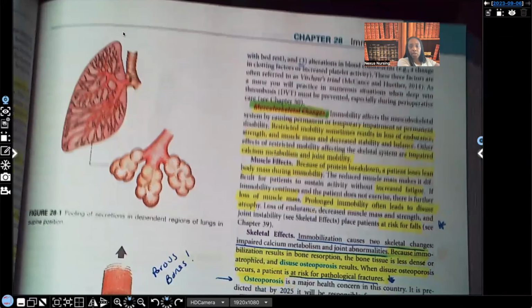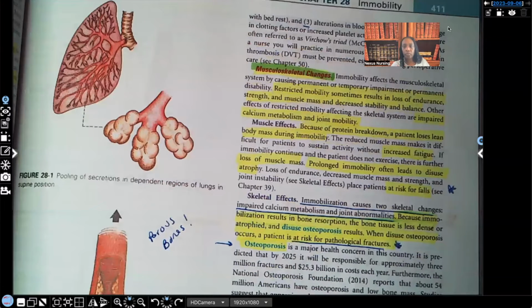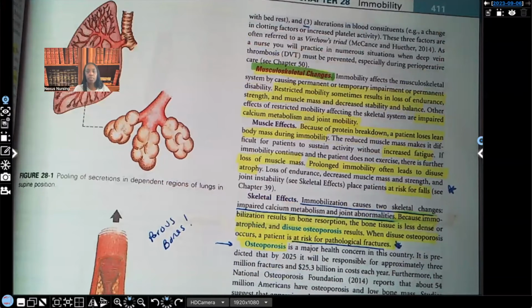Let's talk about musculoskeletal changes. It says restricted mobility sometimes results in loss of endurance, strength, muscle mass, and decreased stability and balance. All of that, you know what it tells me? Safety, that patient's at risk for falls. Them not moving around decreases endurance, strength, muscle mass, and balance. What is that telling you? Falls. This patient is a huge fall risk.